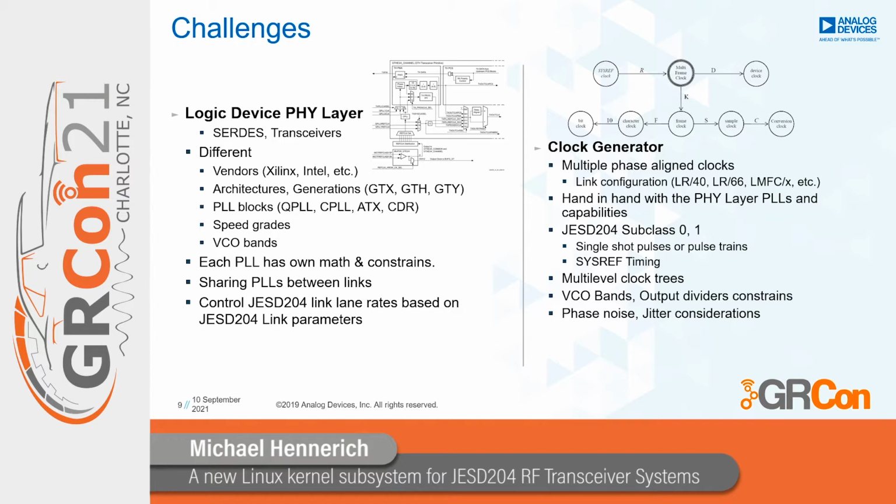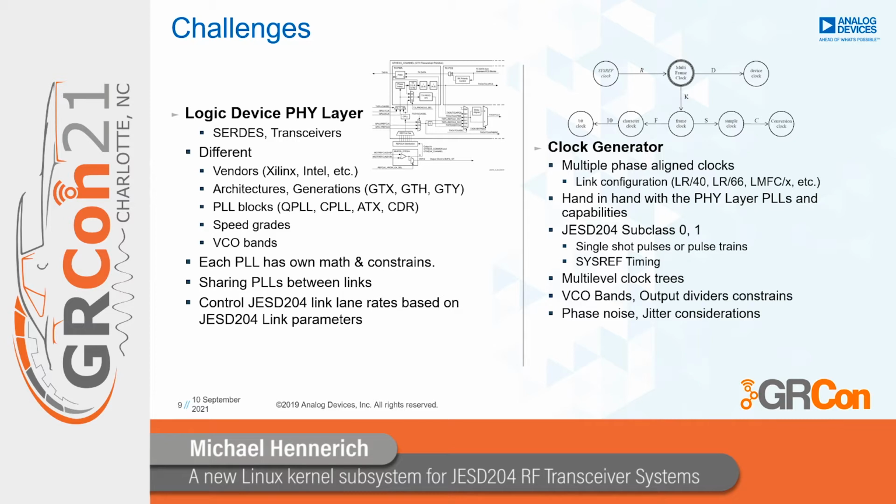Some divide down of the local multi-frame clock, some sampling clocks, and so forth. All these clocks need to go hand in hand with also the PHY layer PLLs and their capabilities. The clock generator for subclass 1 also needs to be capable of providing single shot triggers or continuous triggers with a certain frequency. Often you find multi-level clock trees, where you basically have a tree of clock trees that are cascaded.